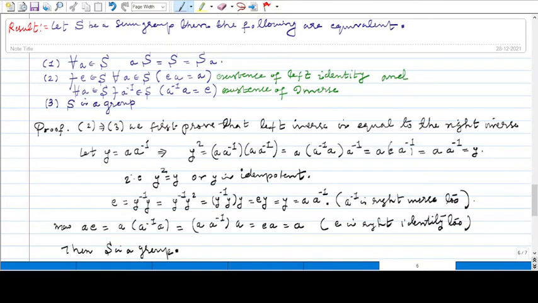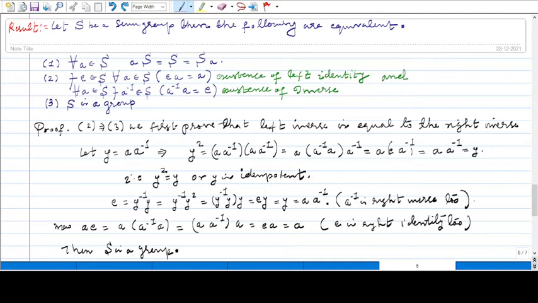Next we are going to do a result which is very important, and it has a real connection with group theory also. Let S be a semigroup. Then the following are equivalent. Following are equivalent means you have to prove from 1 to 2, 2 to 3, and 3 to 1. So this kind of cyclic method will be used.